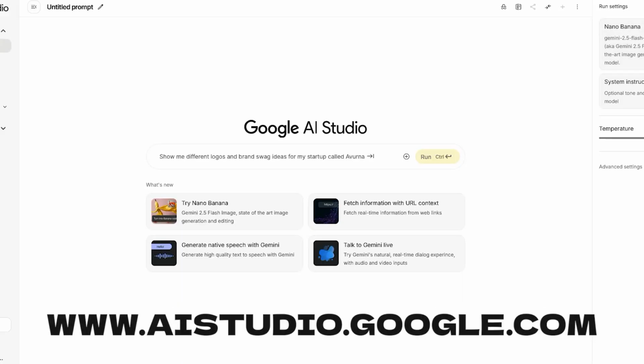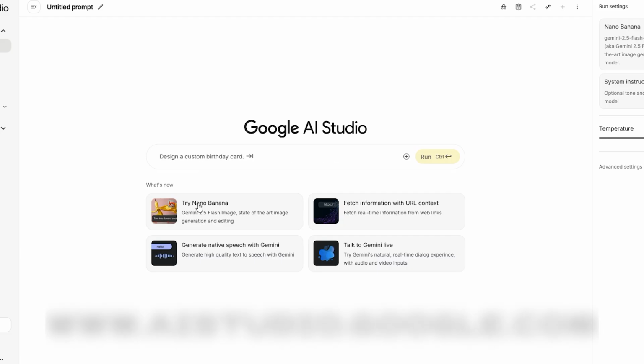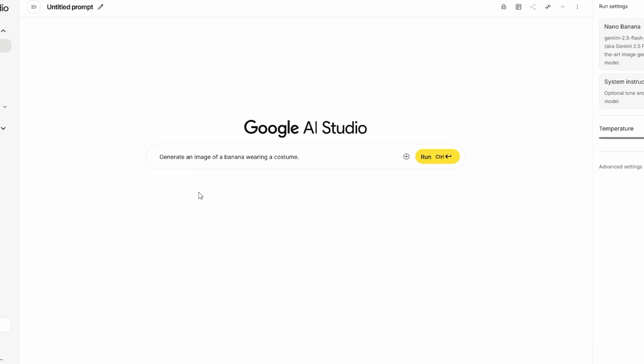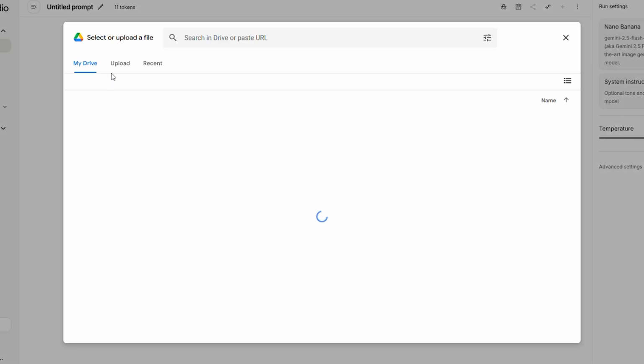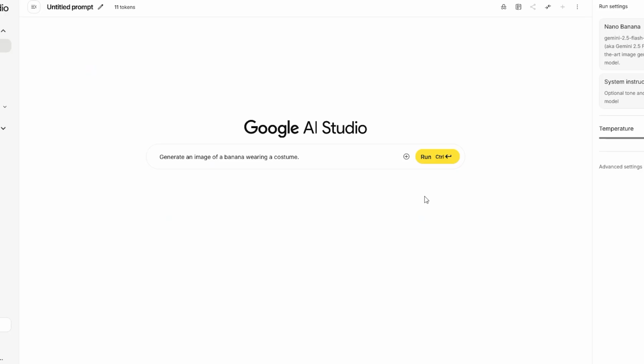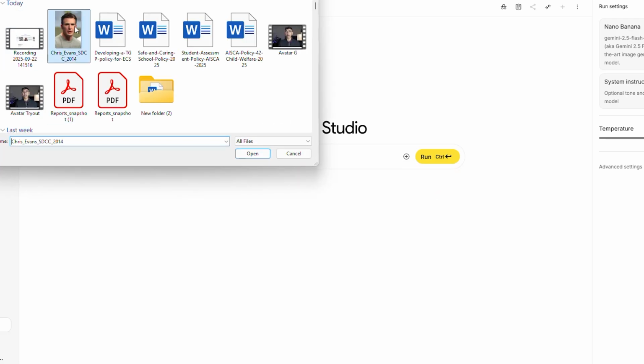First, I went to aistudio.google.com and selected the Try Nano Banana option. Then I uploaded an image of Chris Evans. A headshot is ideal for this purpose because it will help the AI recreate your facial features effectively.